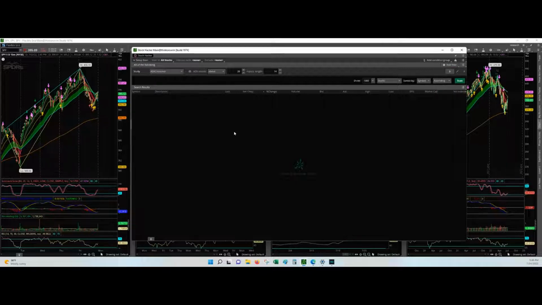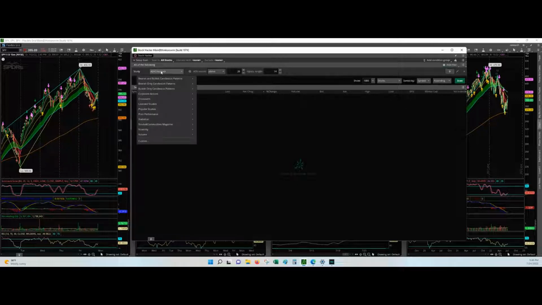And what I want to look for is what we saw with SPY, where the 9 exponential moving average crossed over the 20 and the price closed above the 50 moving average. So how do we put that into a study?